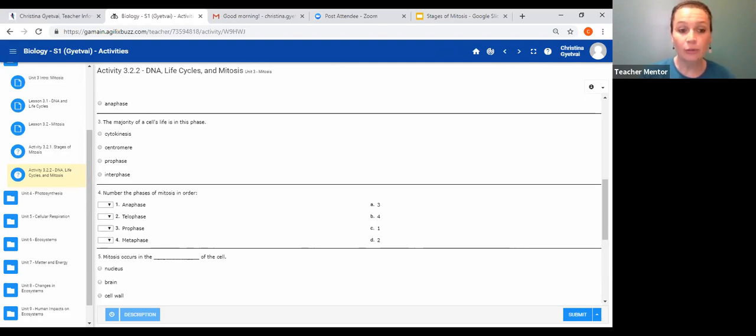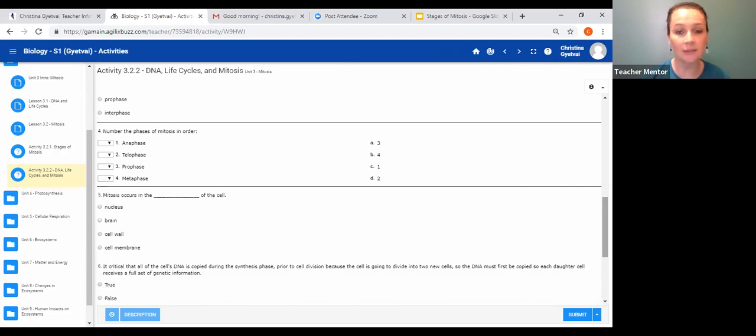All right, now number 4, the phases of mitosis in order. So the 4 phases of mitosis, we're going to start with prophase, then we are going to jump to metaphase, then anaphase, and then telophase. So you can remember as PMAT: prophase, metaphase, anaphase, and telophase.